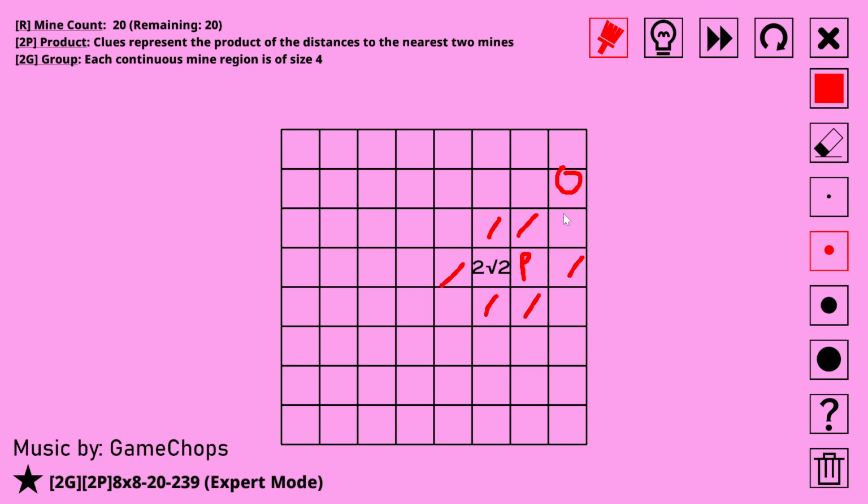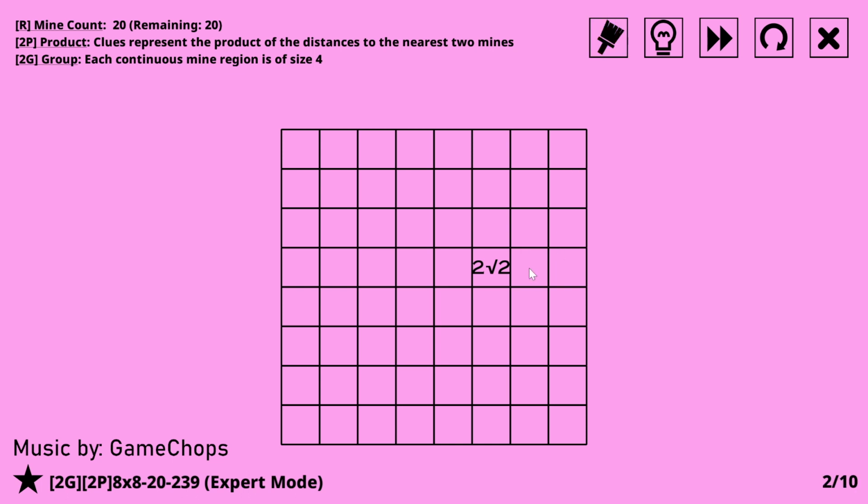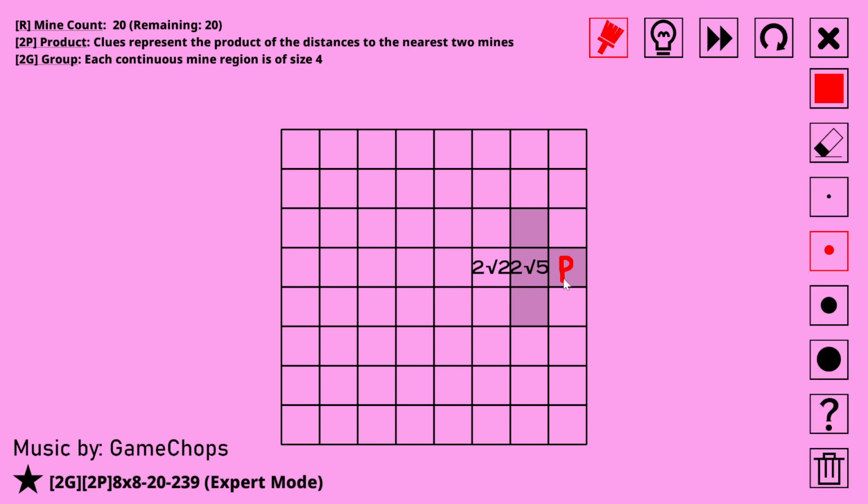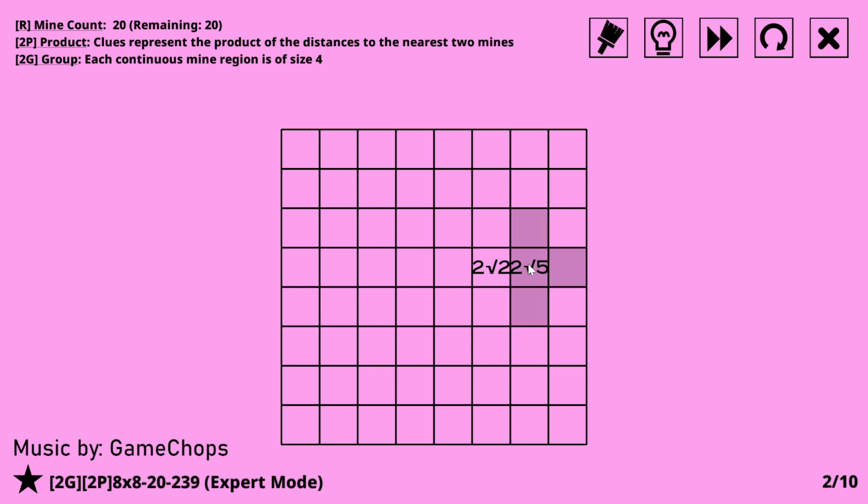So that means that this can't be mine. 2 root 5, can I click on you? No. 2 root 5 is either 2 times root 5, or root 2 times root 10, or 1 times root 20. I don't think it can be a 1, because if it was a 1, you would basically be saying none of those are mines, because you need one that's root 20 away. Which is possible in here, but would fail G very spectacularly, so none of those are mines.